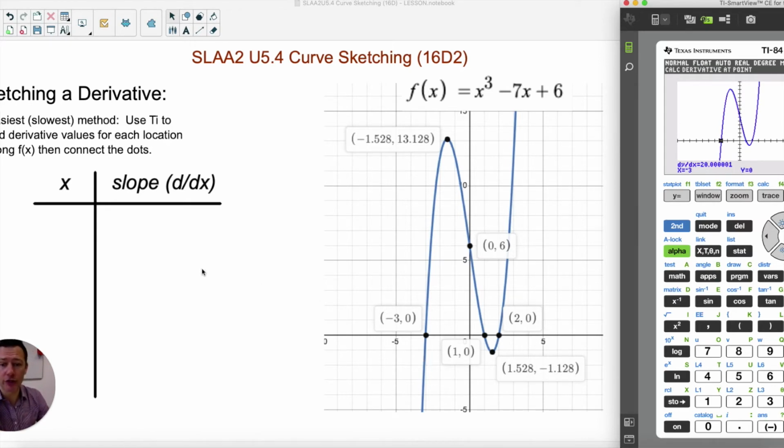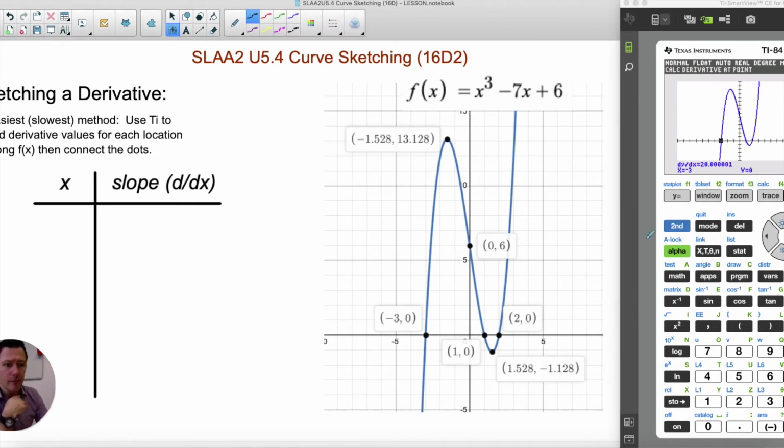So what we're going to do is just do something very simple and build a table of values using this idea. So I already know that at -3, the slope is 20. Let's just keep going. Let's go -2, -1. I'm going to go -1.528, -1, because I know that's an interesting spot.